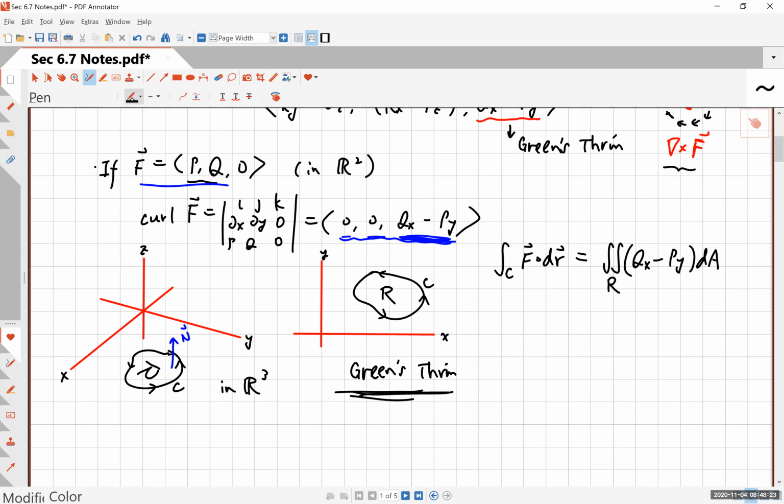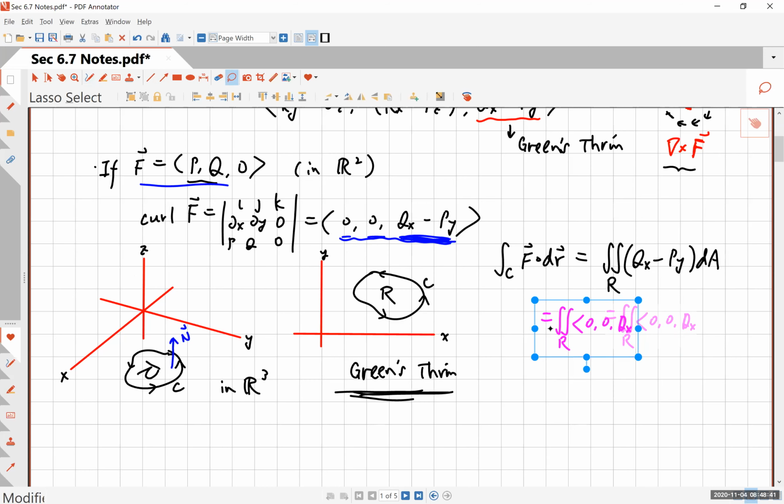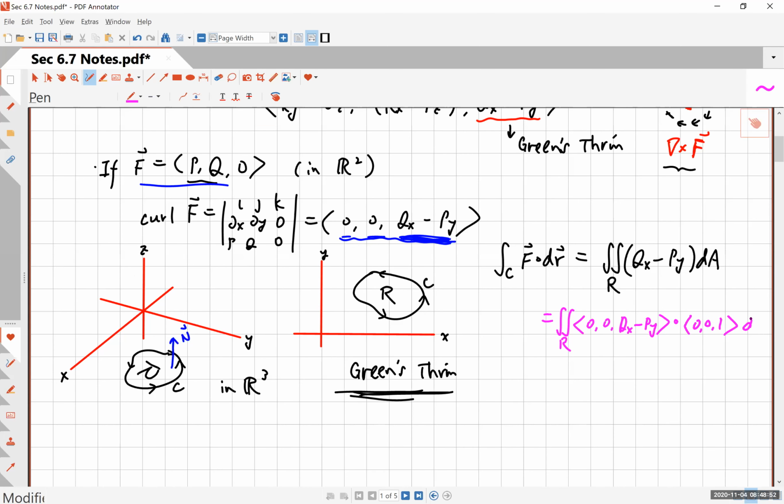But if you just think about this, this is the region. And if you think about what qx minus py is, it's really the vector 0, 0, qx minus py, dotted with 0, 0, 1, dA. Now, I know I wrote this in a very strange way. Usually it goes backward. If you try to solve this, you get the same thing, but that's okay.